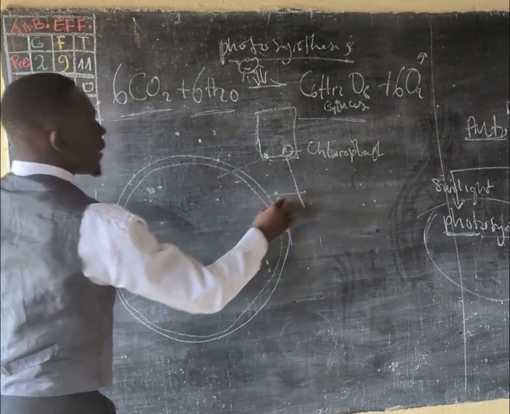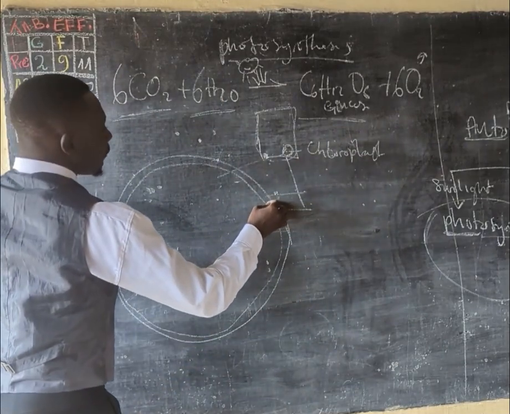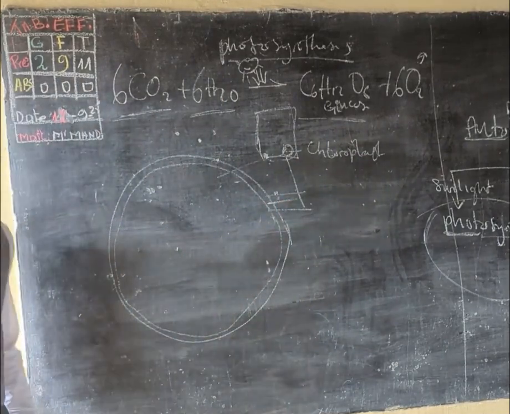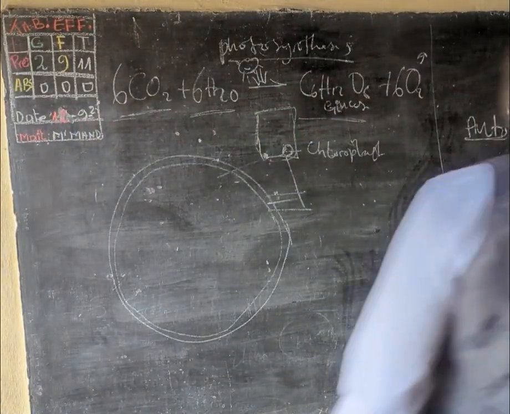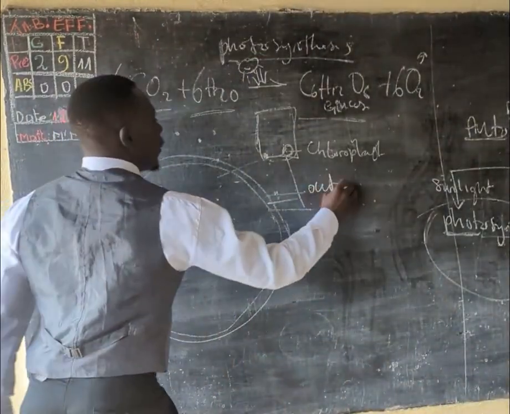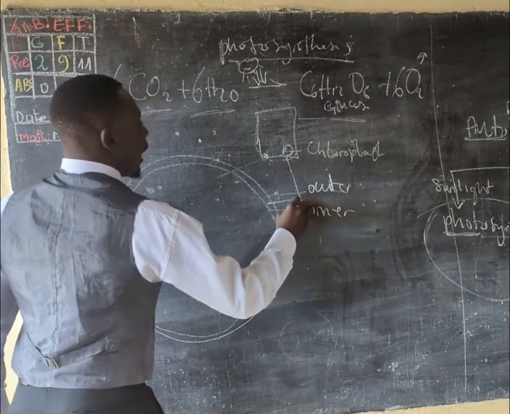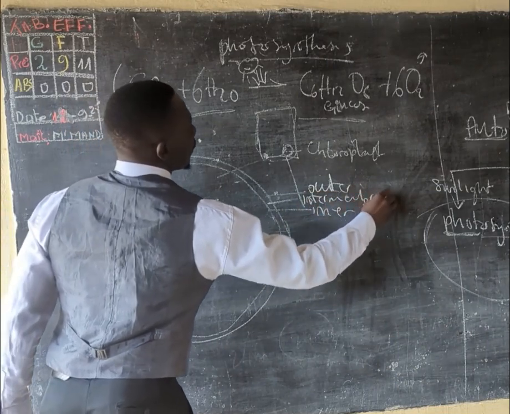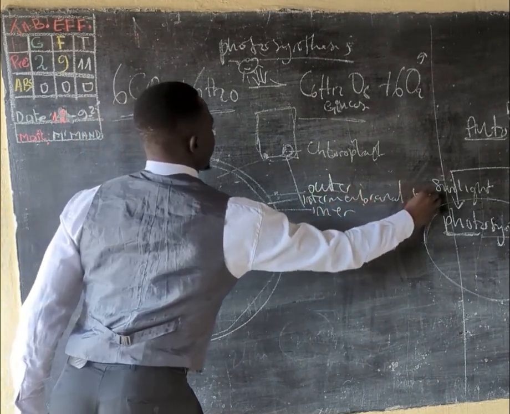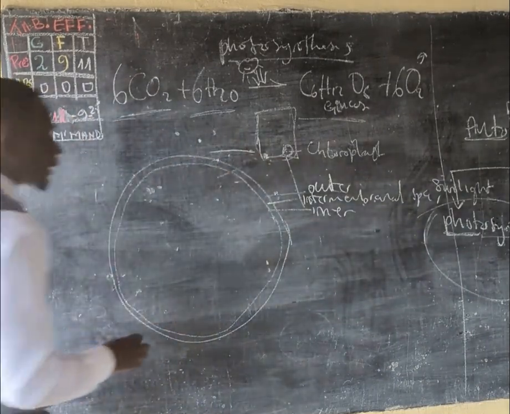This is the outer membrane and here is the inner membrane. In between the two membranes, you have what is known as the intermembranous space. Here is the outer membrane and here is the inner membrane, and you have the intermembranous space.